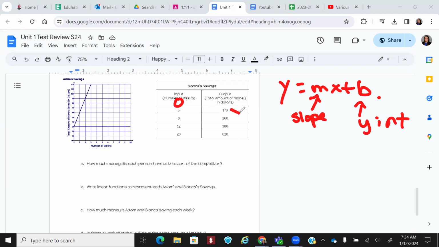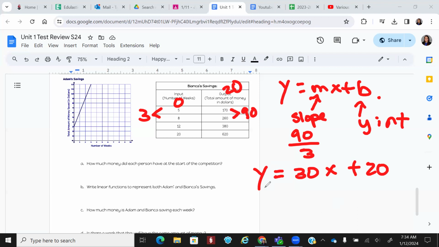So what we're going to do is subtract and subtract. What's the difference between 5 and 8? And what's the difference between 170 and 260? So 90 divided by 3 is how much? The slope is 30. Now the y-intercept we have to find by calculating it backwards. We take 30 and subtract it 5 times, and that gave us 20. So we said 20 for our y-intercept. So here's our equation.